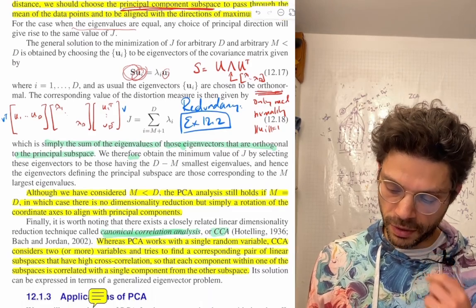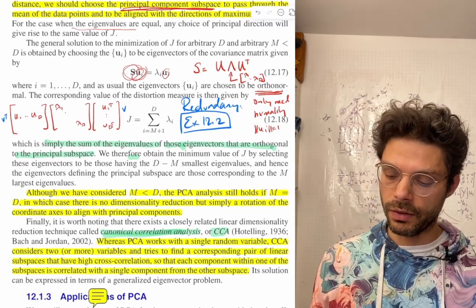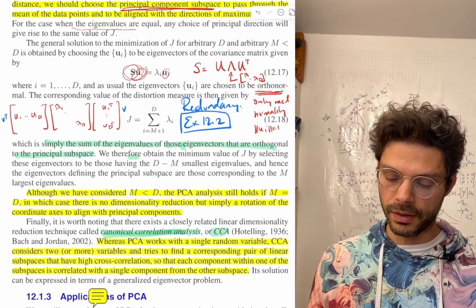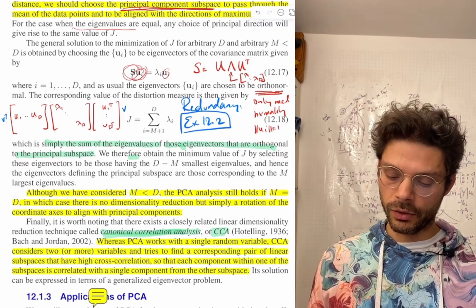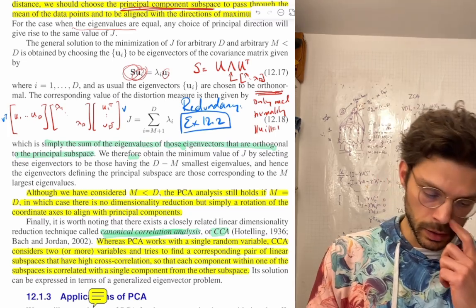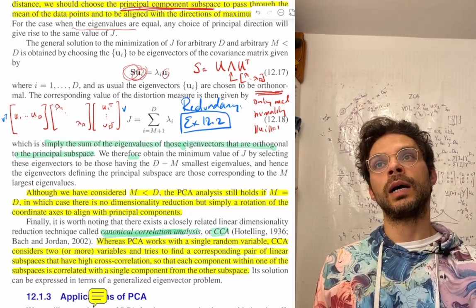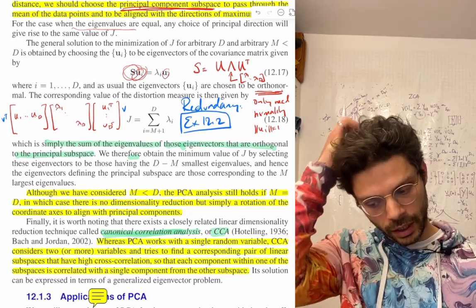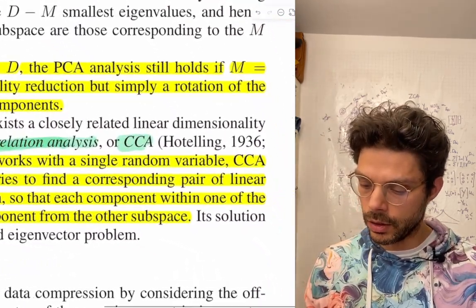Whereas PCA works with a single random variable, CCA considers two or more variables and tries to find a corresponding pair of linear subspaces that have high cross-correlation, so that each component within one is correlated with a single component from the other subspace. Yeah, that's one way of thinking about it. So I'll just give you a little bit of a taste of what's going on.